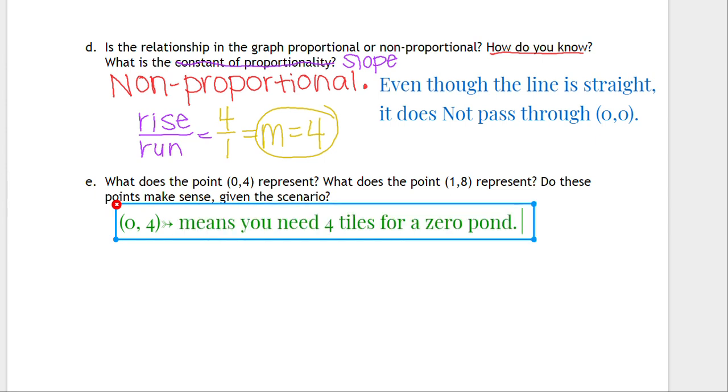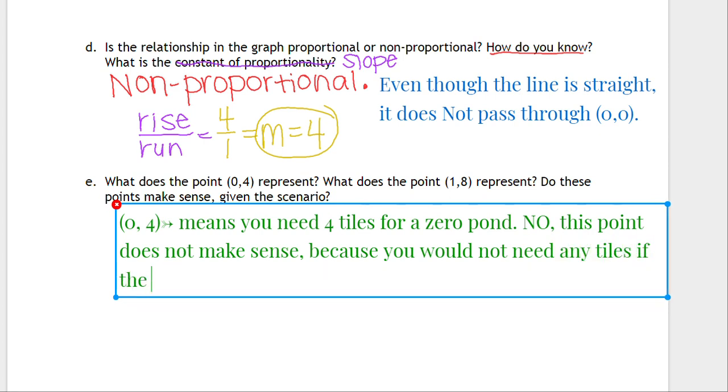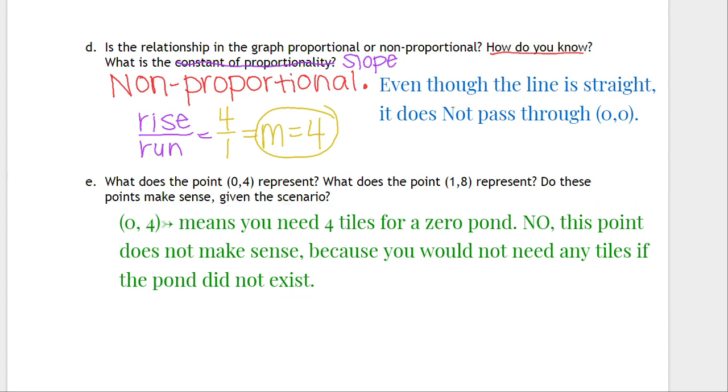So does this point make sense? The answer is absolutely no. This one does not make sense. And that is because you would not need any tiles if the pond did not exist. That is only the first part of that question. So I'm going to cross this one out. What does the point 0, 4 represent?